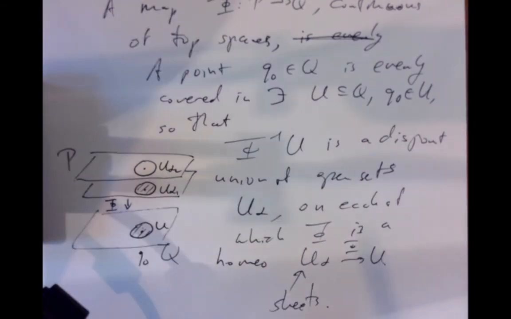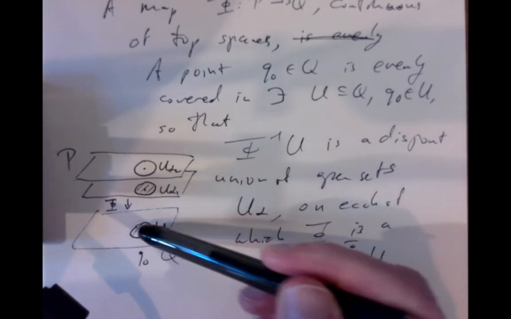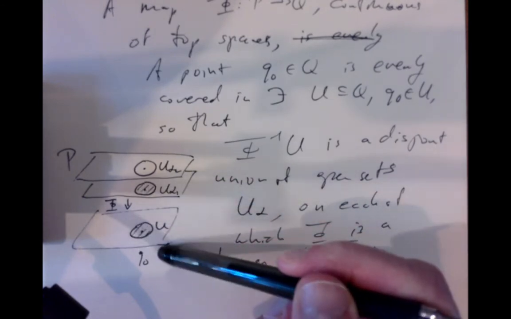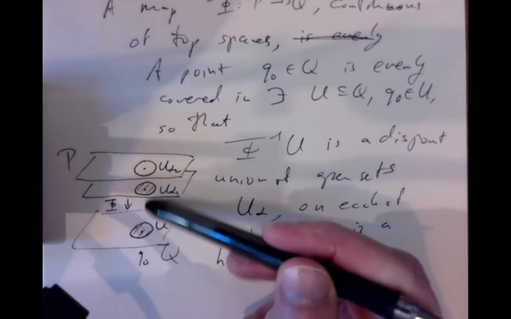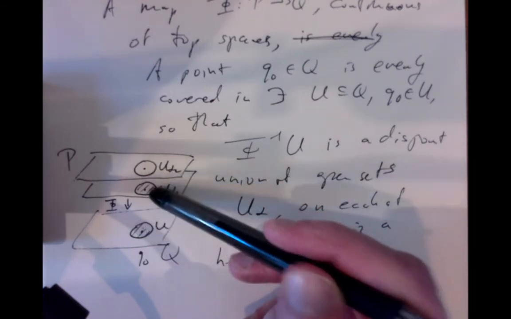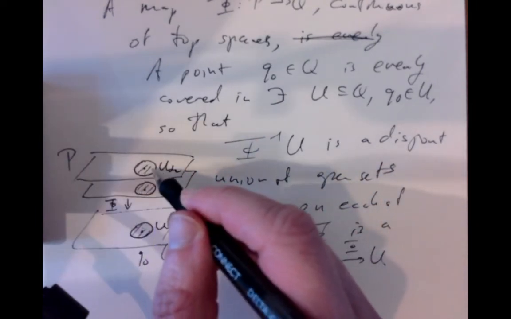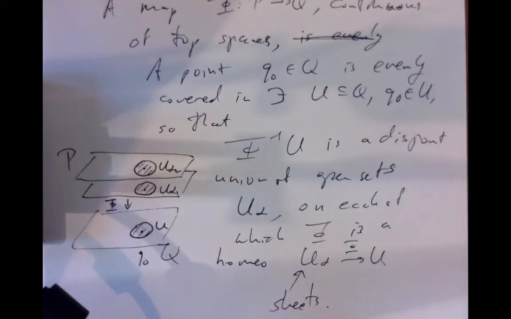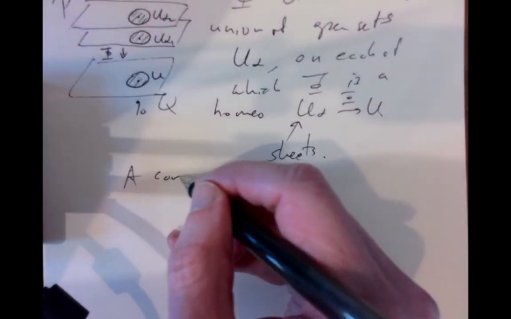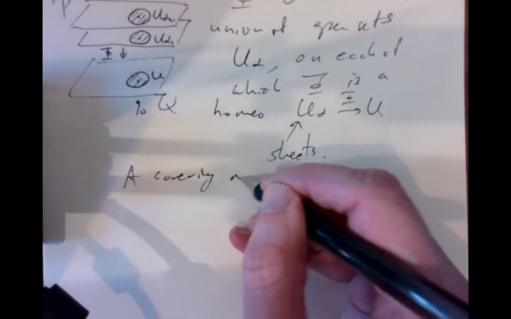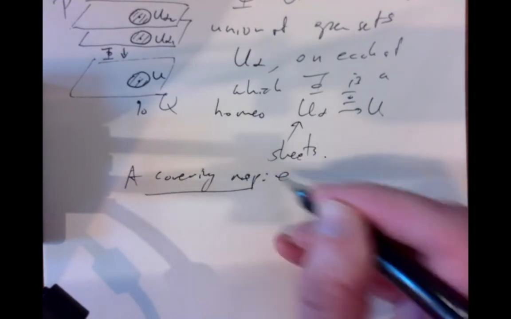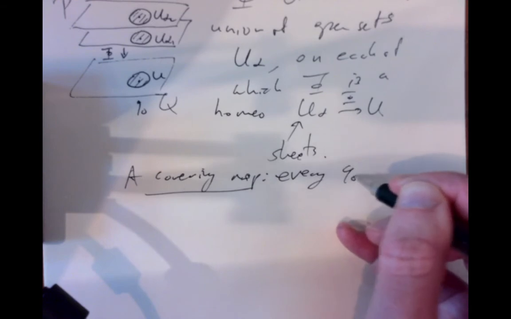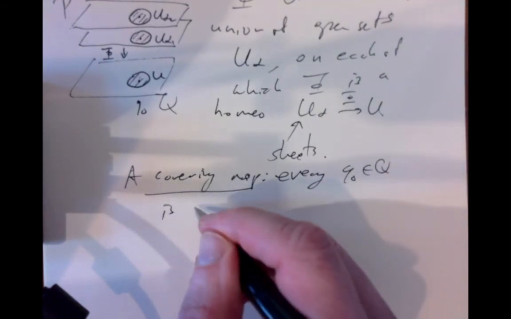So the main thing to keep in mind is this sort of picture that near the points of Q, you can make little open sets, and so the map actually just looks like a projection of all those different homeomorphic open sets. They're all homeomorphic to that U downstairs. They're evenly covered, and a covering map is a map so that every point Q naught in Q is evenly covered.